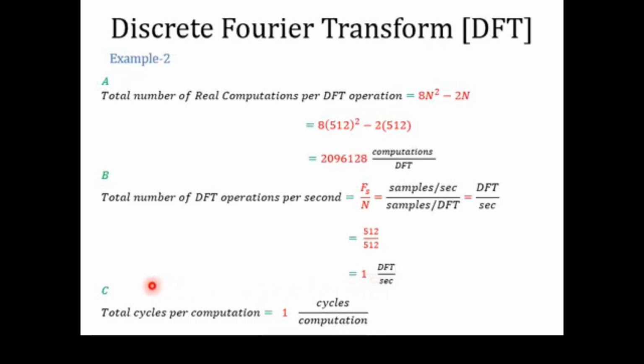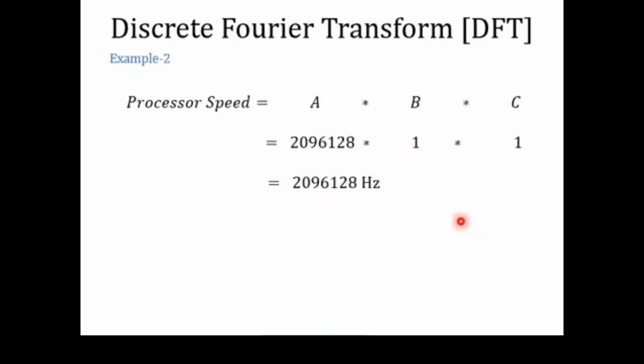Now the third quantity is very simple. In the numerical statement it was given that our computer can solve one computation in one cycle. So the total cycles per computation is simply equal to 1. So after getting these three quantities we can simply multiply them. Now on multiplying all three quantities which were calculated individually, we will get the final result of processor speed equal to 2.096128 megahertz, which means that we must use a 2.096 megahertz processor in order to meet the required specifications.